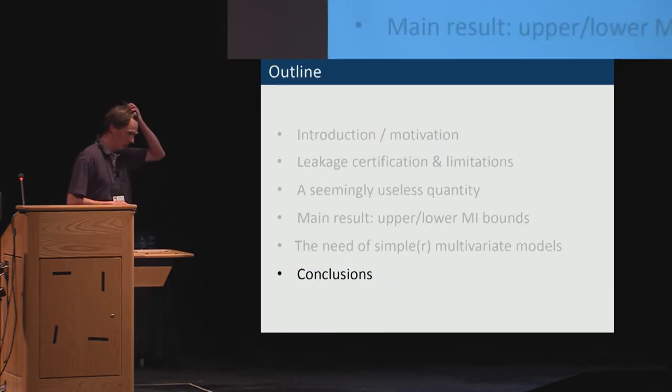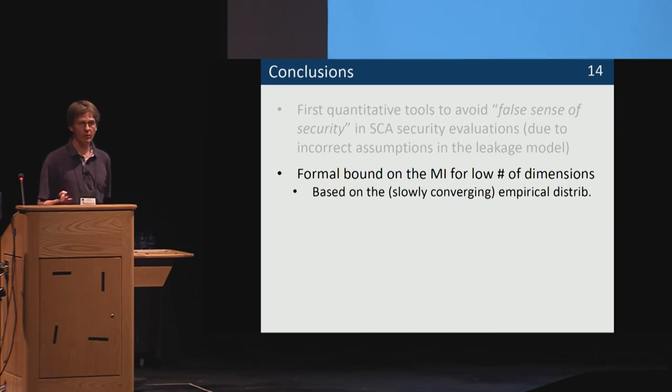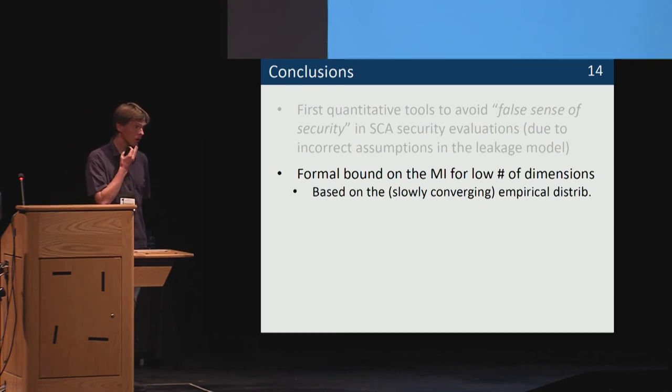And so it's time to conclude. So to the best of my knowledge, these are the first quantitative tools that we can use in order to avoid a false sense of security in side-channel security evaluations. And by this, I mean avoiding these problems due to incorrect assumptions about the leakage model. When we have a low number of dimensions, we have a formal bound on the mutual information, which is based on the slow convergence of the empirical distribution.